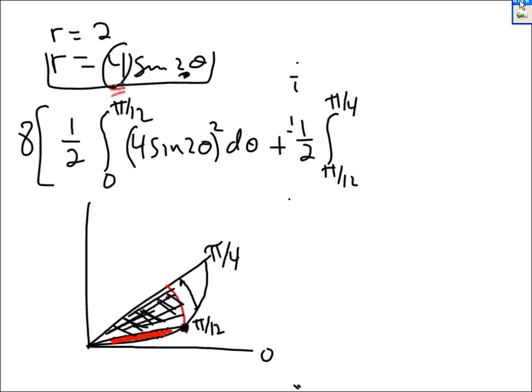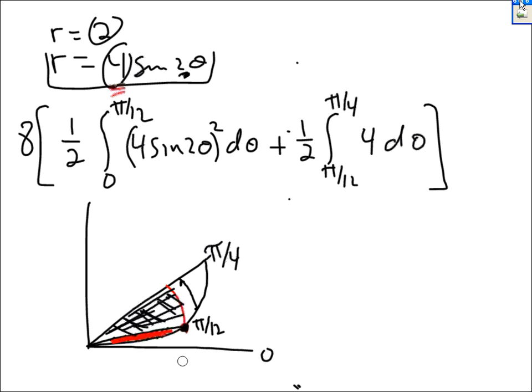radius squared, of r squared. But r is just 2. 2 squared is 4, d theta. And there it is. Now it's just calculus. Step 2, integrating. Just integrating.